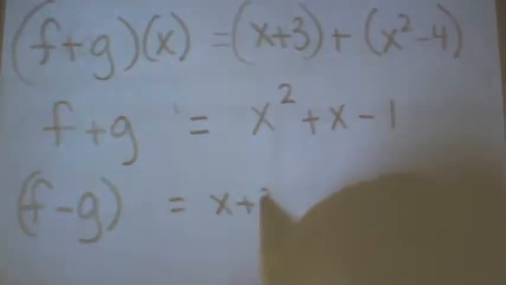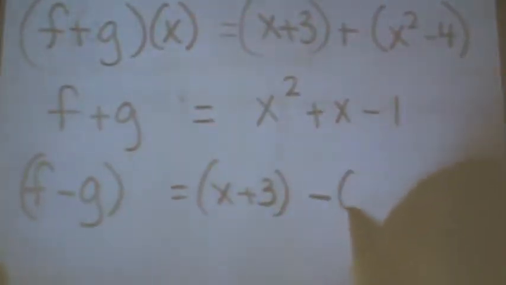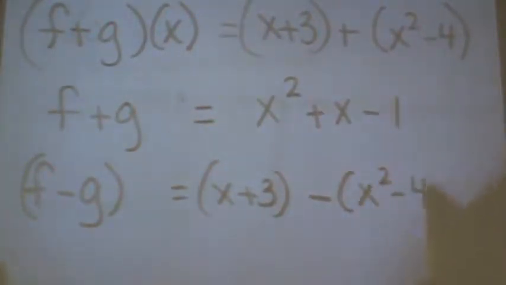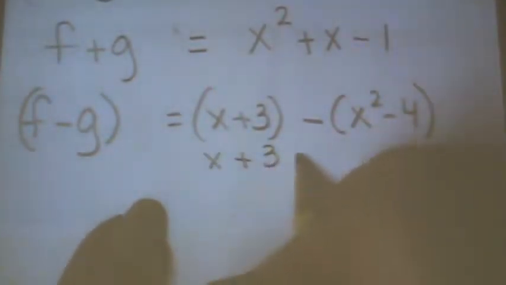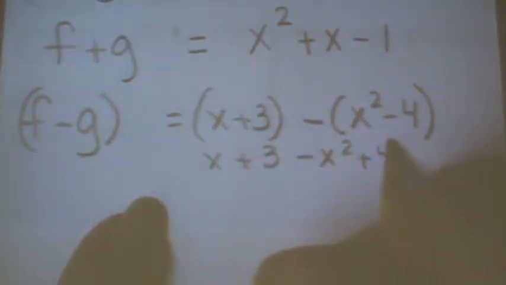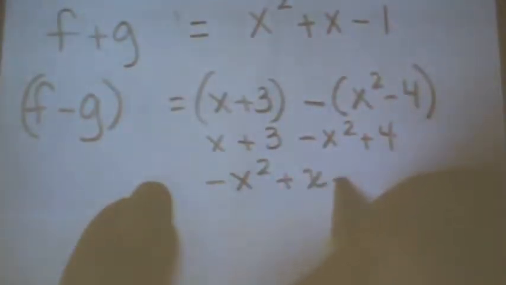And now if I would have asked you what the difference is, what would you have done? You would have done x plus 3 minus x squared minus 4. And now what would you have done? Distribute the negative. And then you're going to be nice and rewrite it, right? So, here are the two new answers.